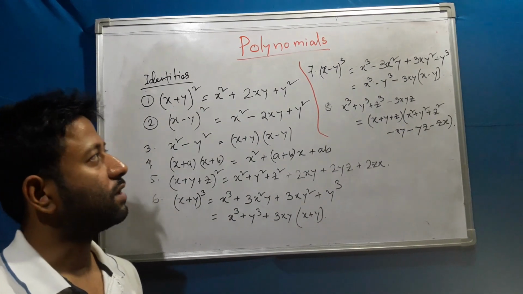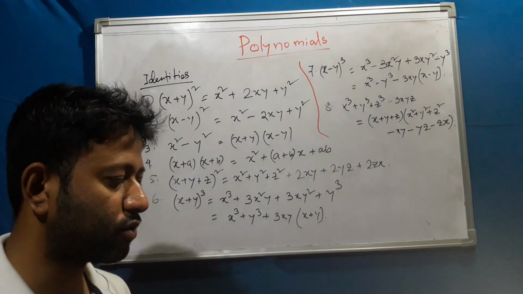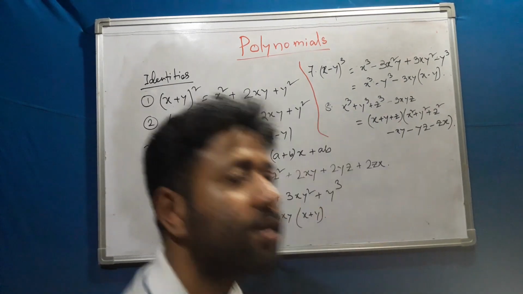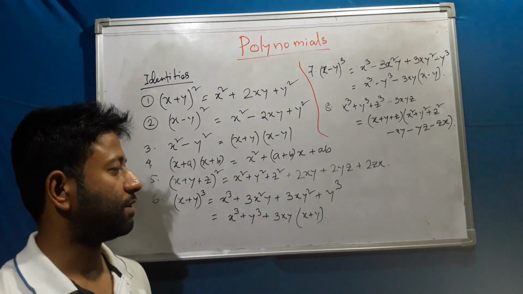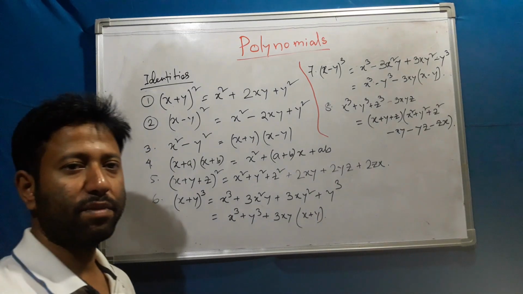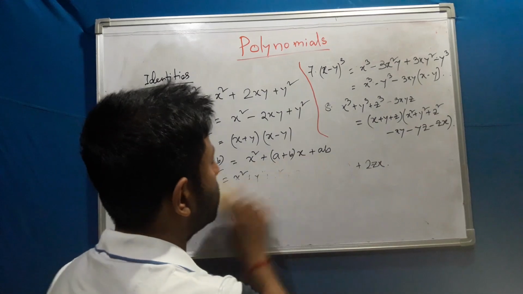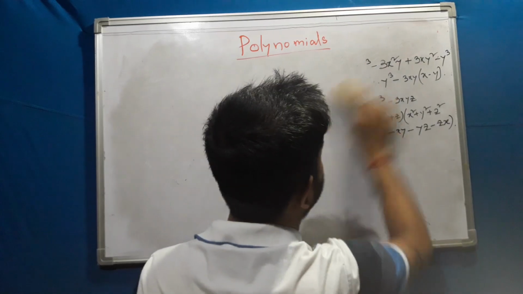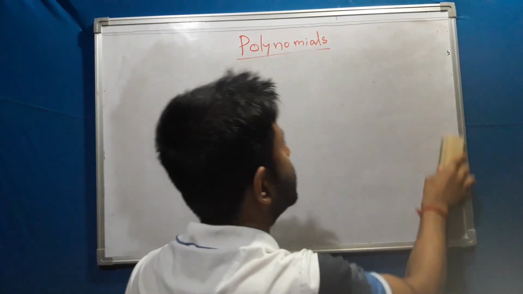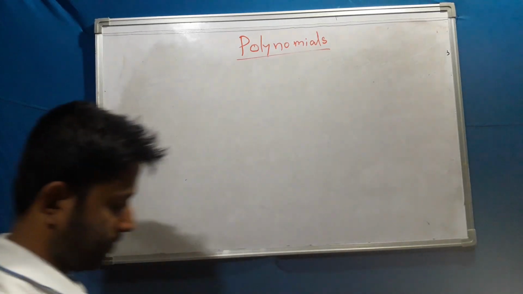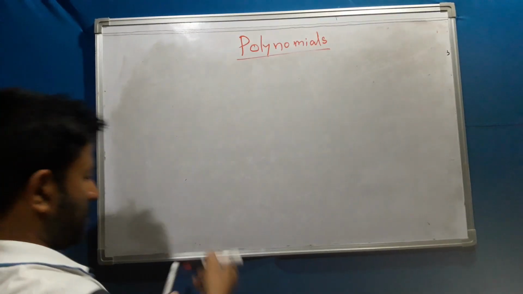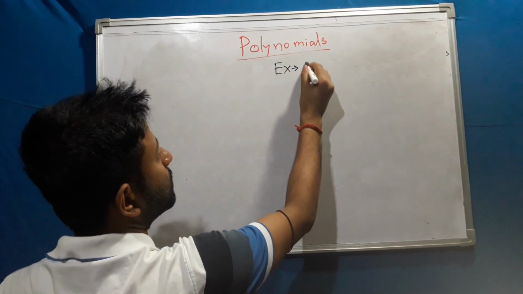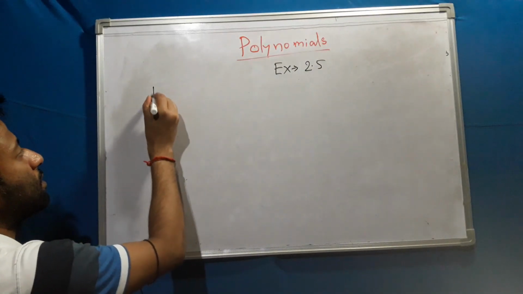Now we are starting exercise 2.5, and wherever required I will again discuss all these identities. You guys just pause the video and write these identities, which are familiar to you. So let's start with exercise 2.5. Okay, question number 1.